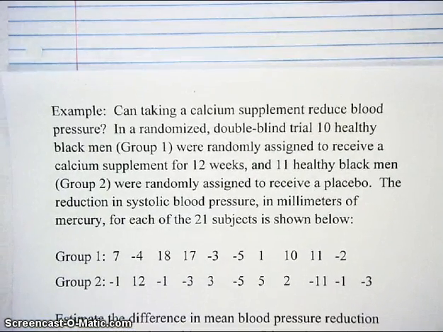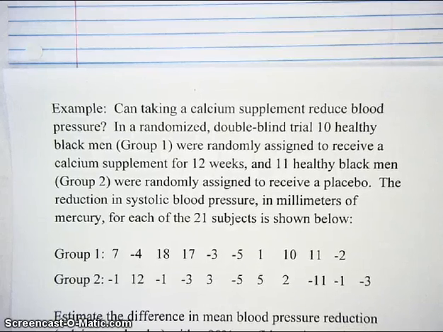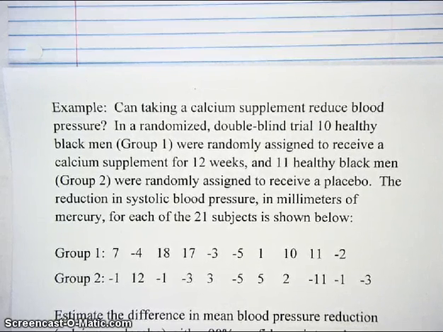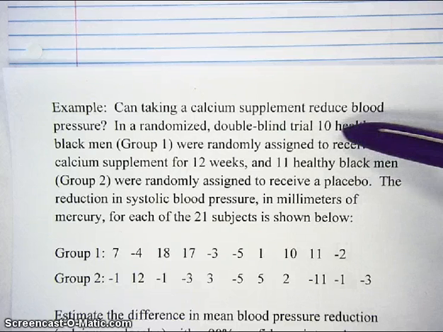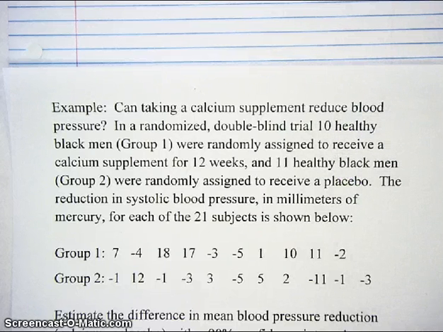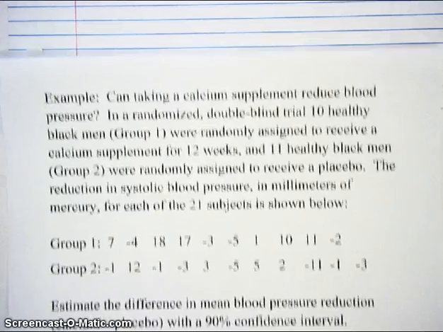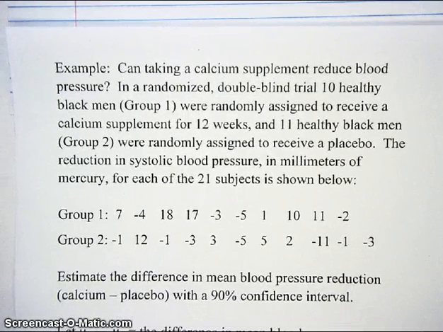It's a study that was done on taking a calcium supplement and whether it would reduce blood pressure. A randomized double-blind trial assigned healthy black men to either a calcium supplement for 12 weeks or to a placebo. The 21 subjects were divided, 10 into the calcium group and 11 into the placebo group. And these are the blood pressure reductions for every individual in this study. We want to estimate the difference in mean blood pressure reduction, calcium minus placebo, with a 90% confidence interval.